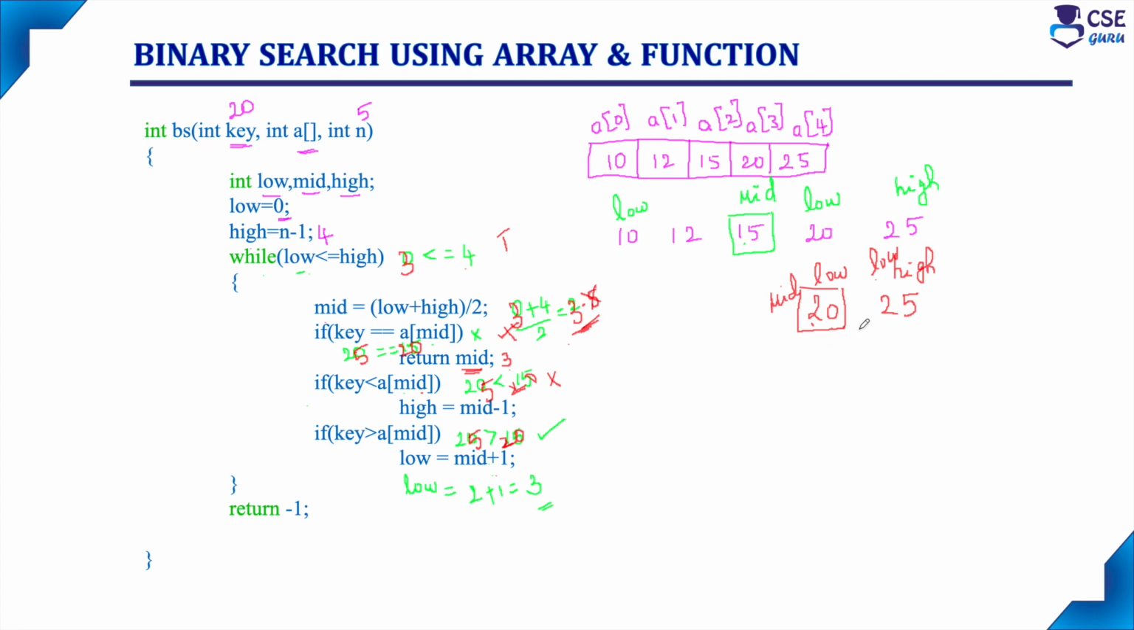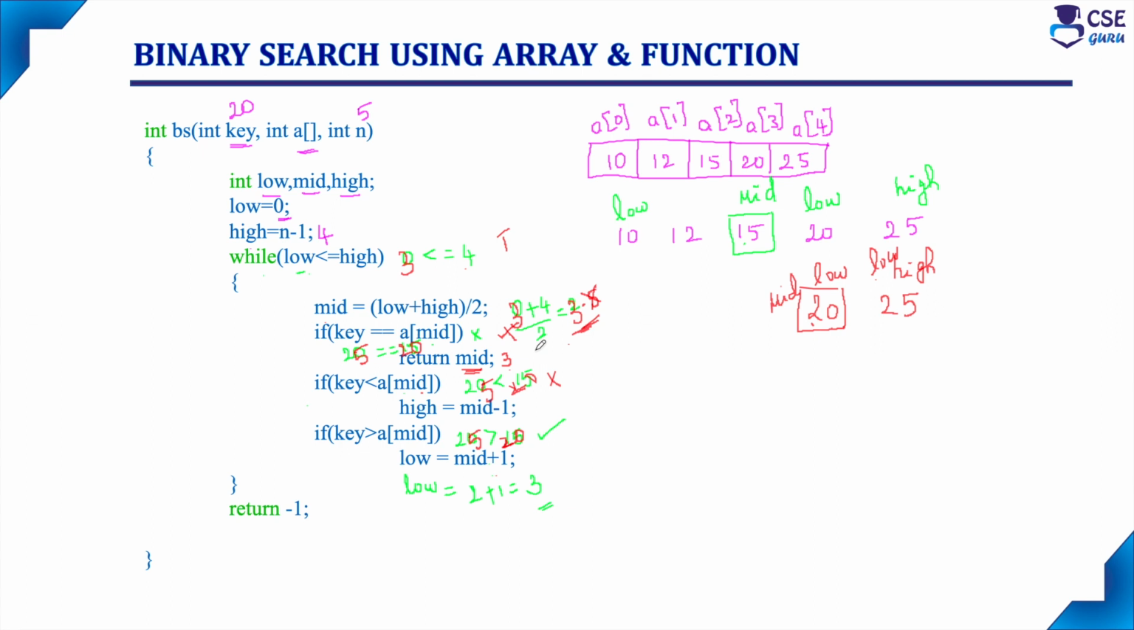In the next iteration, low is the same and high is the same. If you find the mid element, this is the mid element. Automatically, when comparing with the mid element, we will find the search key and it will return the mid element. Okay. So likewise, the procedure continues.